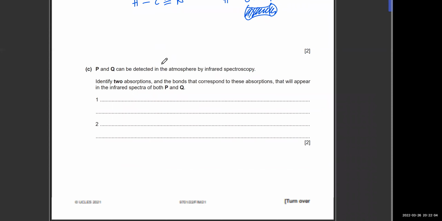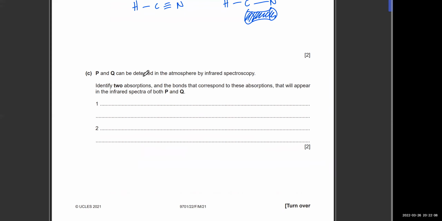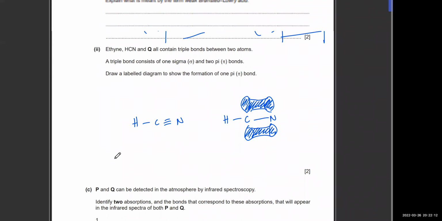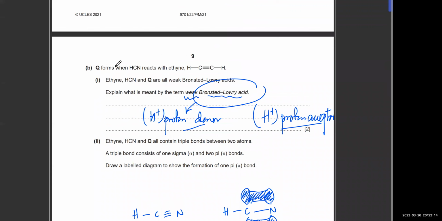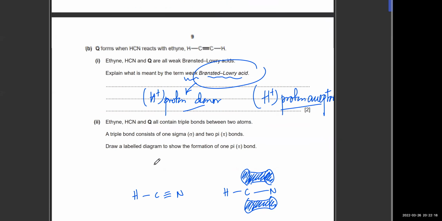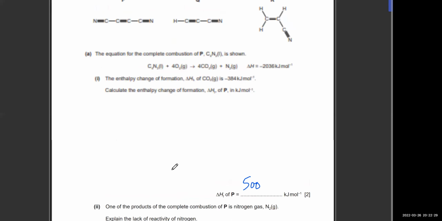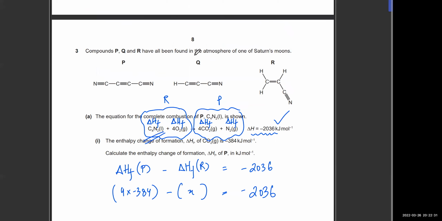P and Q can be detected in the atmosphere by infrared spectroscopy. Refer to absorptions and the bonds that correspond to these absorptions that will appear. So what's P and Q? Q is this one. What's P? P is here, okay.